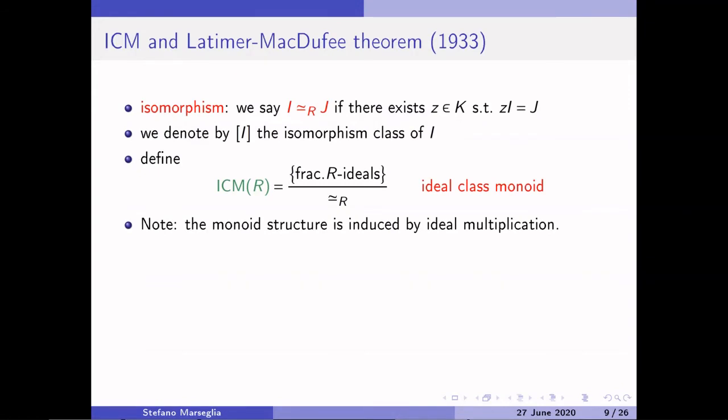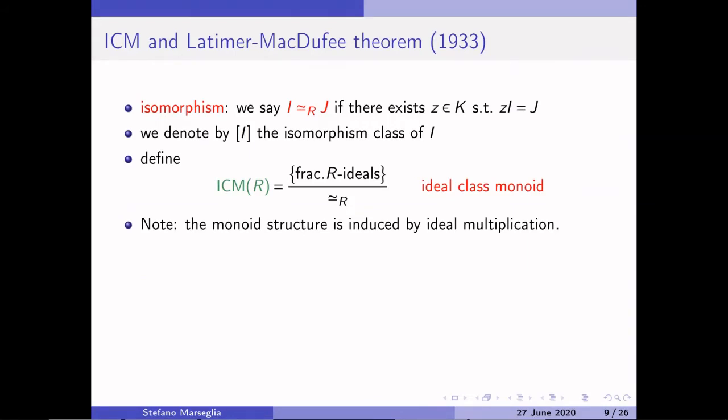Okay, and now I define. I'm sure that you understand already that this isomorphism notion induces an equivalence relation on the set of fractional ideals. And whenever you have an equivalence relation, we always try to take the quotient. I'm going to call the set of isomorphism classes of fractional ideals the ideal class monoid of the order R. Note that the monoid structure is induced by ideal multiplication.